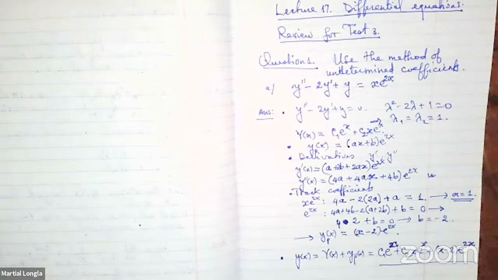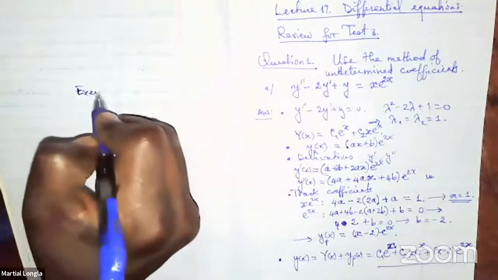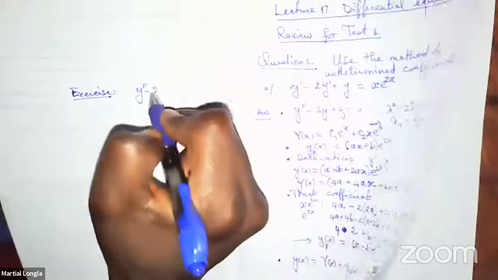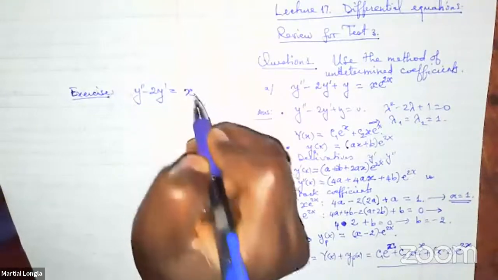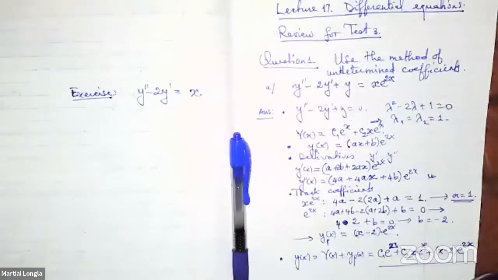And that's why I'm going to give you the next one. I'm not going to say anything, and you are going to give me the right answer. So now look at the exercise here. I'm giving you 5 minutes to complete the exercise. You got second derivative minus twice the derivative equals x. That's the problem on the left, and you got a sample on the right. So you can look at that and follow the steps.